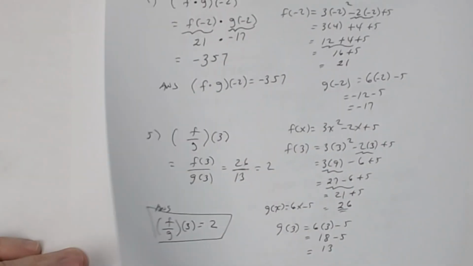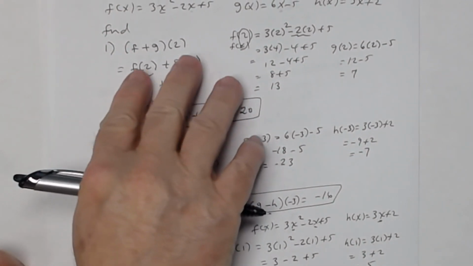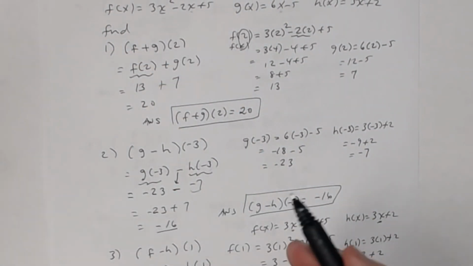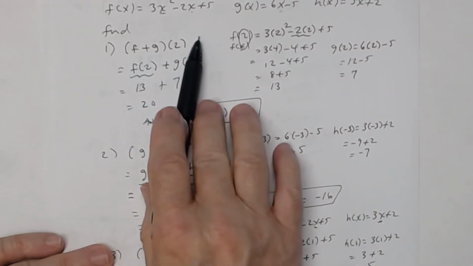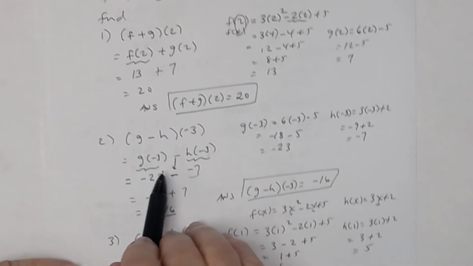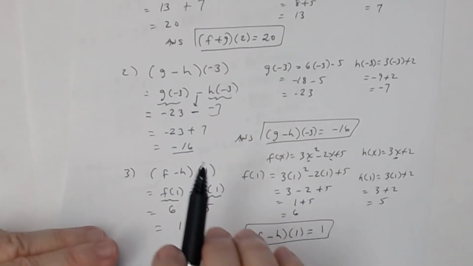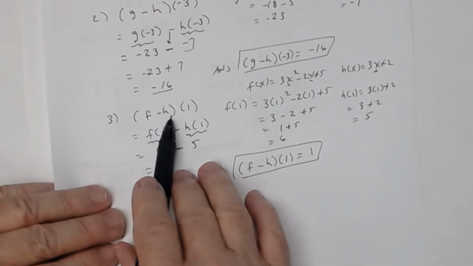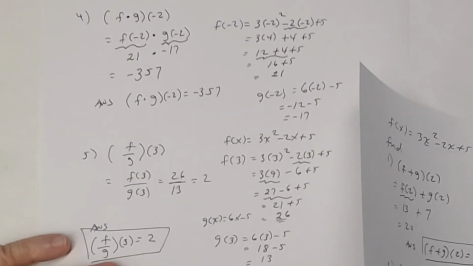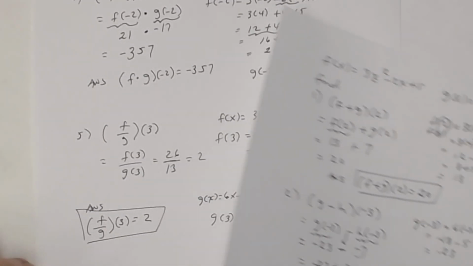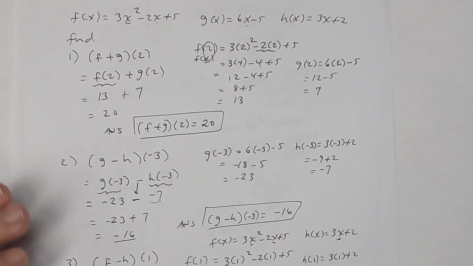And so that's it. That's how you deal with this type of notation. We call that the algebra of functions. You're adding two functions, evaluating at a variable. You're subtracting two functions, evaluating at a number. Same thing here: subtracting two functions, evaluating at a number, multiplying, and then dividing. All right, so that is the solutions to this set of problems.